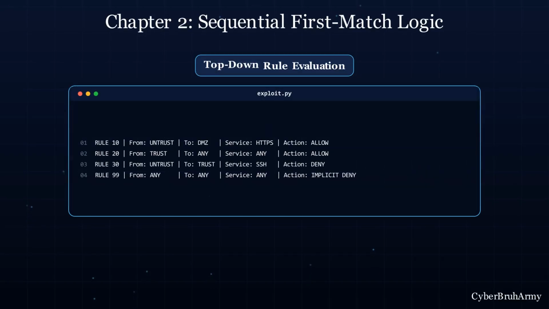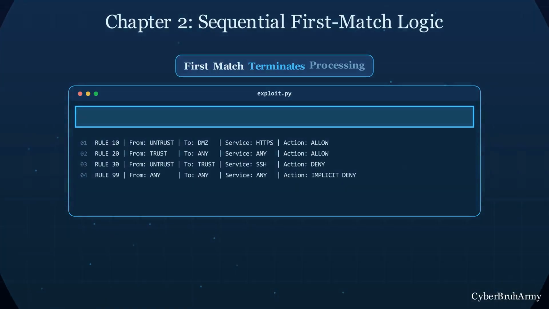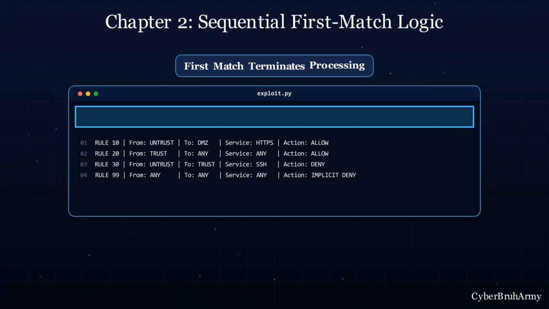Firewall inspection engines evaluate rules top to bottom in a strict linear sequence, executing the dynamic action of the very first rule that matches. An incoming HTTPS packet matches Rule 10 immediately. Processing stops, and access is instantly granted without reading subsequent entries.